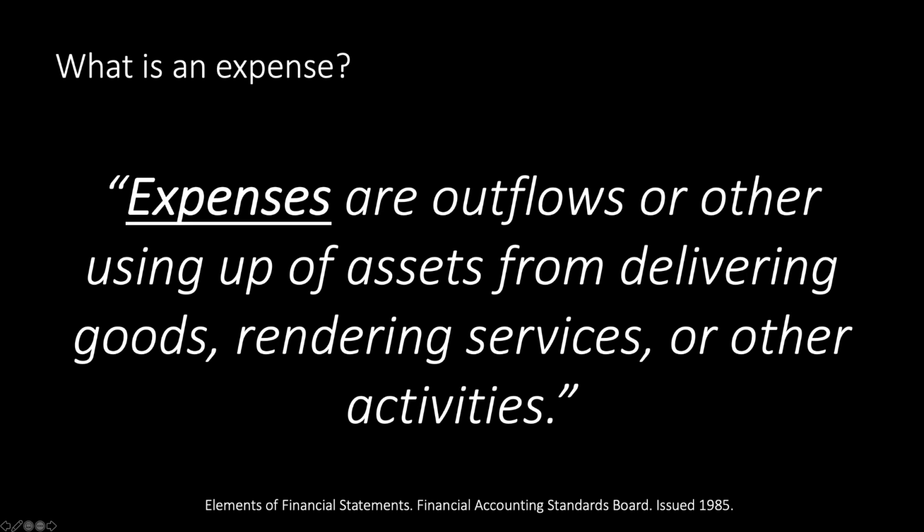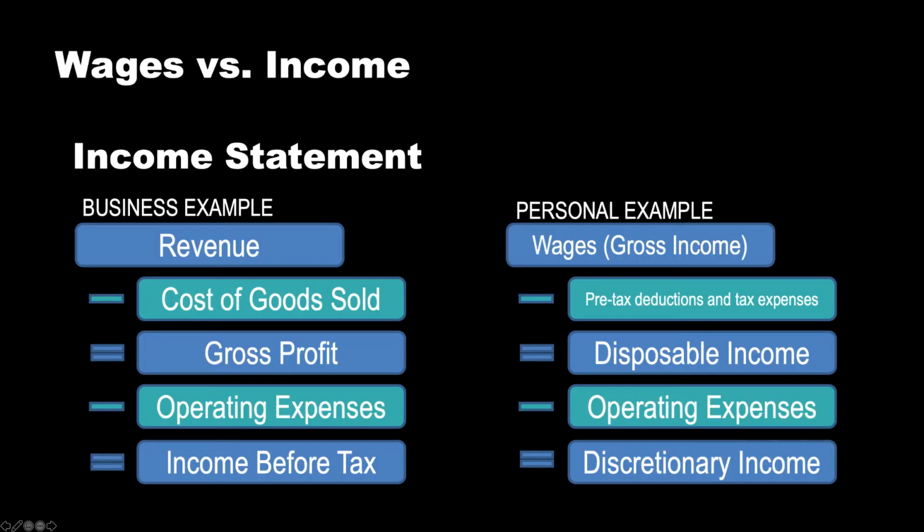We also talked about expenses, so these are our outflows of using up our assets. So when we spend our cash in order to do the things that we need to do. So let's compare the two. Let's compare an income statement for a business and for personal finance. So when we talked about it in the business context, the very top of the income statement is revenue, and you would compare that to what we call wages for your personal example. So wages or your salary.